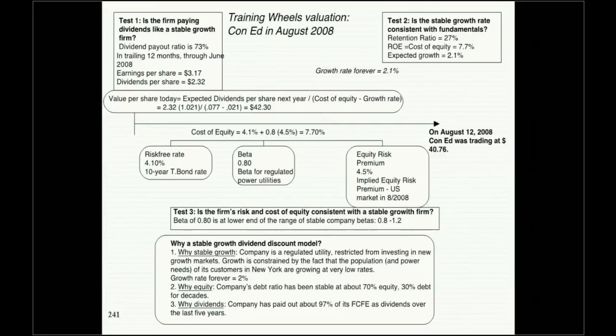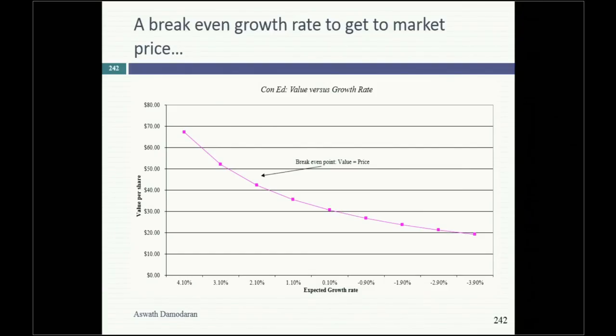Some of you are saying, maybe I should change companies. A company like this, look, you'd be done in 15 minutes, right? Just take the dividends next year, cost of equity. And it's true, valuing Con Ed is pretty trivial. I'm getting a value that is slightly higher than the market price, right? But that's driven primarily by the cost of equity. The dividends are not going to be madly different from what I'm estimating. So in fact, what I did was I backed out, given the growth rate, what the value per share would be to figure out what growth rate I would need to get to $40.76. Think of it as an imputed growth rate.